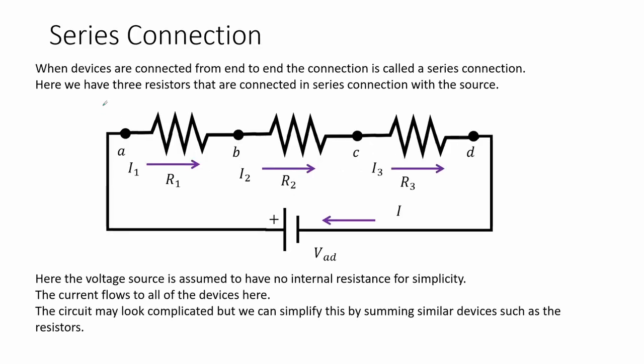When devices are connected from end to end, the connection is called a series connection. Here we have three resistors that are connected in series with the source. The voltage source is assumed to have no internal resistance for simplicity. The current flows to all of the devices here. The circuit may look complicated, but we can simplify this by summing similar devices such as the resistors.